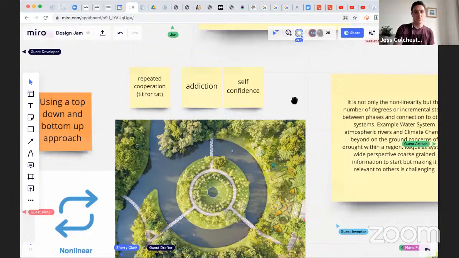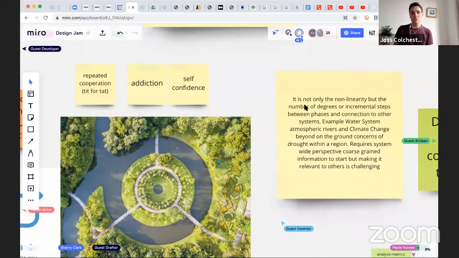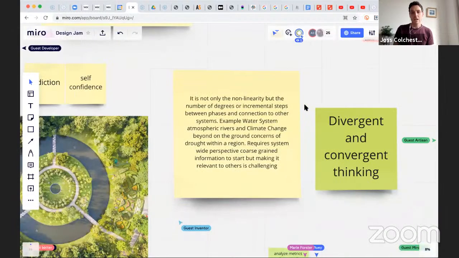Yeah, organizational design. It's not only the non-linearity, but the number of degrees or incremental steps between phases and connection to other systems. Example, water systems, atmospheric rivers, and climate change beyond on-the-ground concerns of drought within a region requires a system-wide perspective, coarse-grained information to start, but making it relevant to others is challenging.